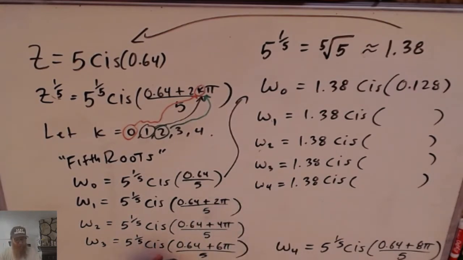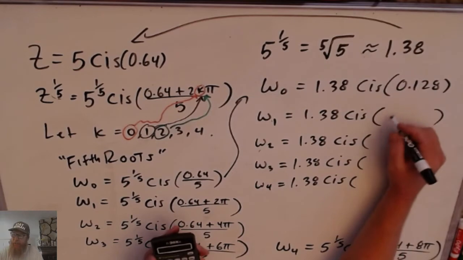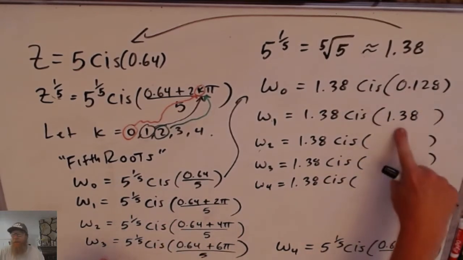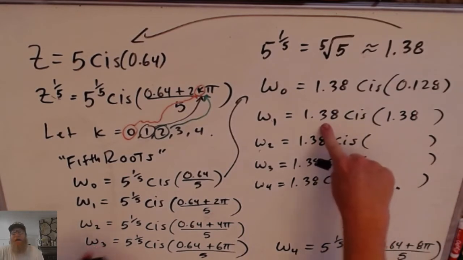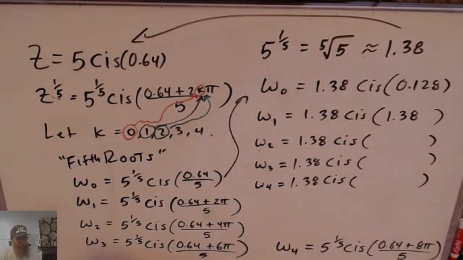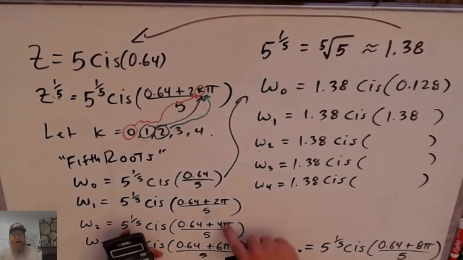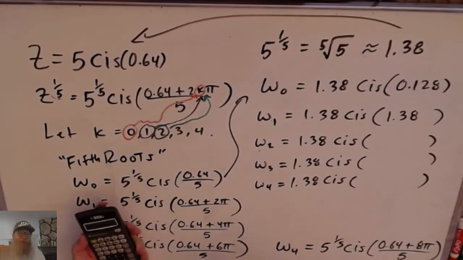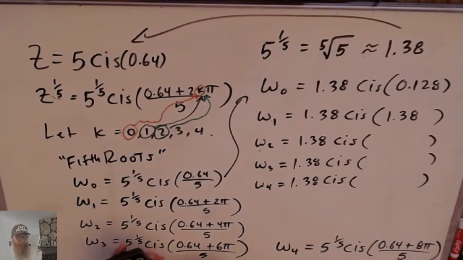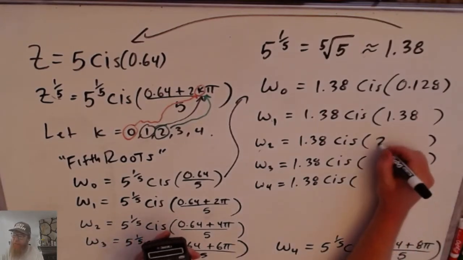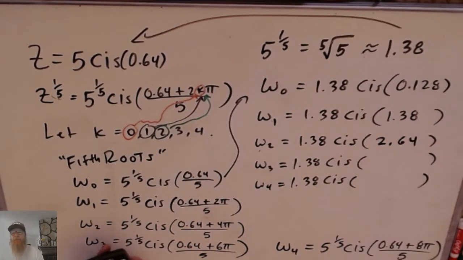0.64 plus 2 pi divided by 5. Well, that's neat. The angle, coincidentally, is the same as the modulus. It's kind of neat. Let's see. 0.64 plus 4 pi. I don't have a 4 pi button, so I'm just plus pi, plus pi, plus pi. I'm just adding it 4 times. If you come up with a more clever way of doing it, you certainly are entitled to do that. 2.64. I'm just rounding to 2 places.